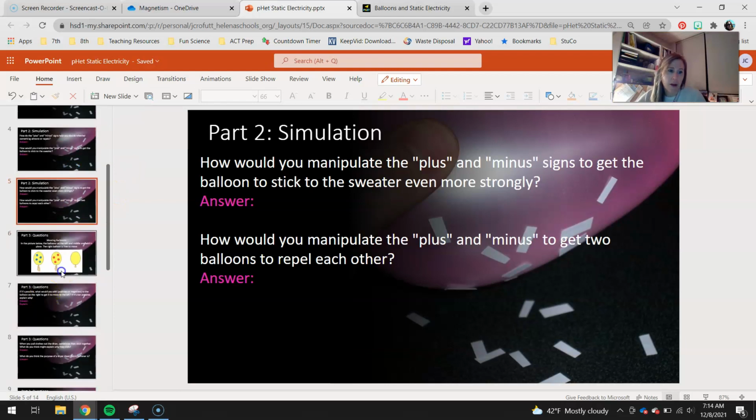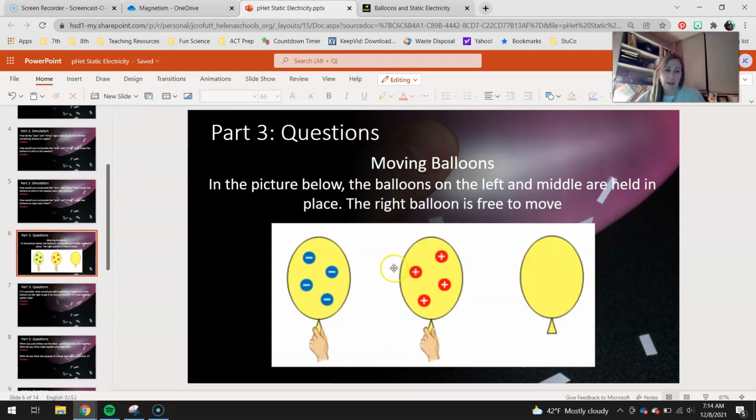All right. The last part of this is just some follow-up questions. So this is a really simple assignment, you guys. So you guys have moving balloons. In the picture below, the balloons on the left and middle are held in place. So notice the little hand holding those two balloons, whereas the right balloon is free to move.